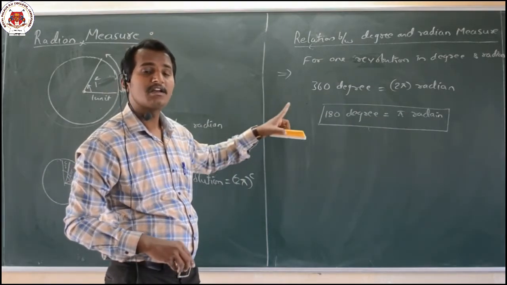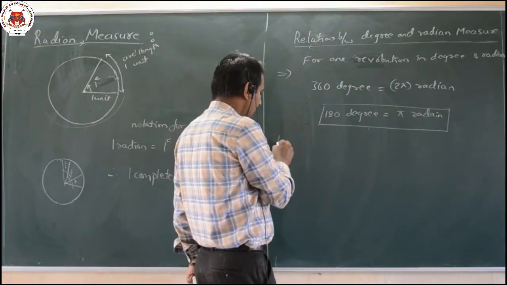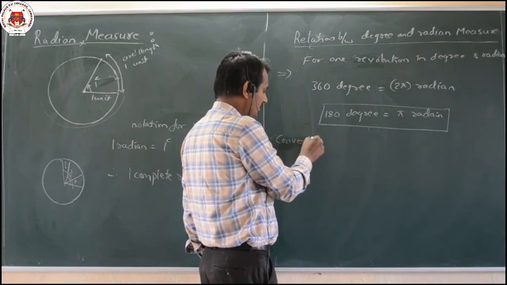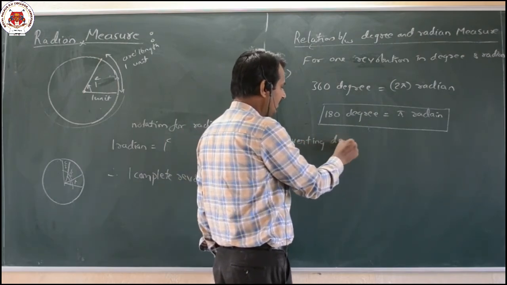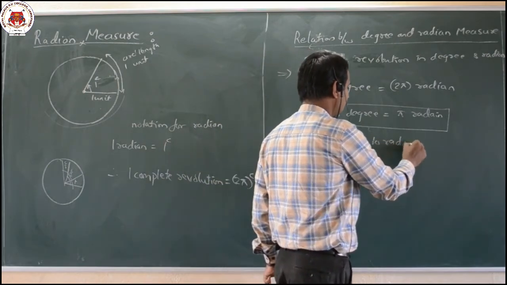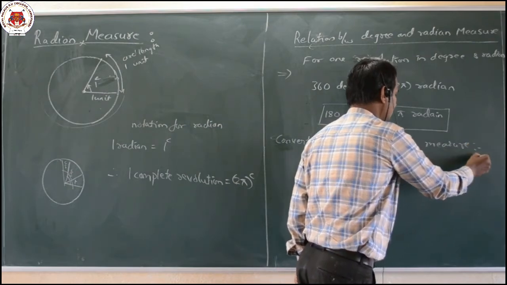That also we can learn by this, that is how to convert degree to radian. Converting degree to radian measure. Now let us observe here.